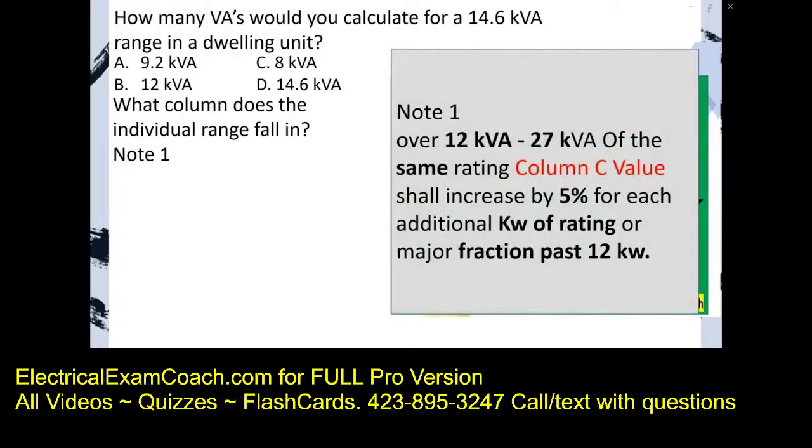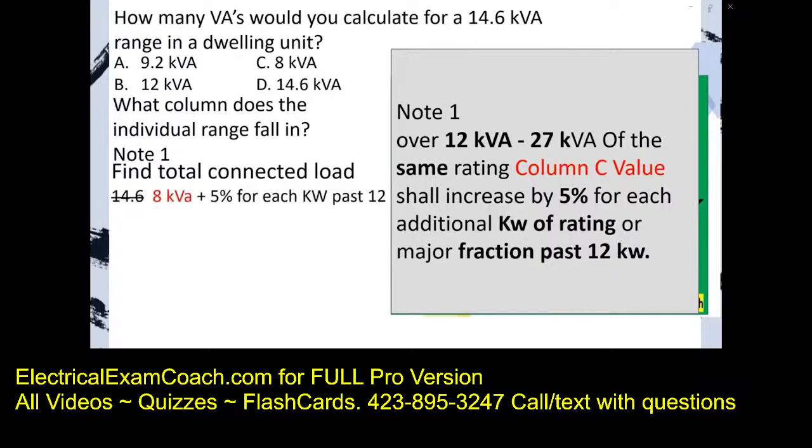Note 1 says that when you have ranges that are 12 through 27 kVA, what we're going to do is increase that column C value by 5% for each kW that we are past 12. Now that sounds really complicated, but I'm going to break it down piece by piece. Step 1 is find your total connected load. In this case, it told us to increase the column C value by 5%. So we start on the left-hand side and find our number of ranges, which is 1, and then we cross over and find the column C value, which is 8 kVA. It wants us to increase that number by 5% for each kW we are past 12.